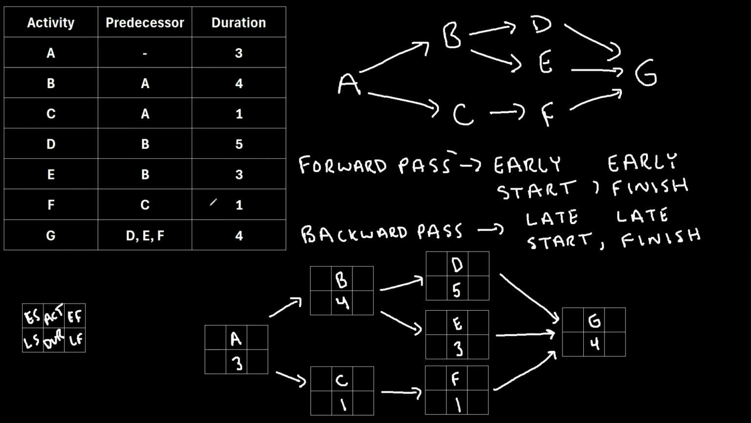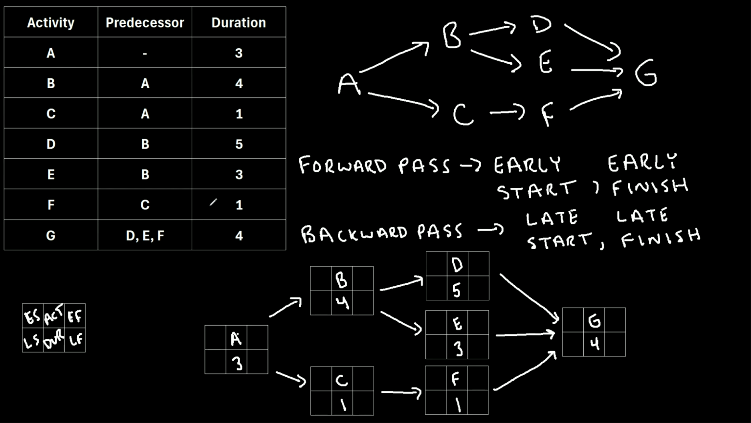Okay, next we're going to use the forward pass method to find the early start and the early finish of each activity. Now, the early start just tells us the earliest that an activity can start, assuming that there are no delays in any of the preceding activities. And the early finish, similarly, it tells us the earliest that an activity can finish, again, assuming that there are no delays in any of the preceding activities.